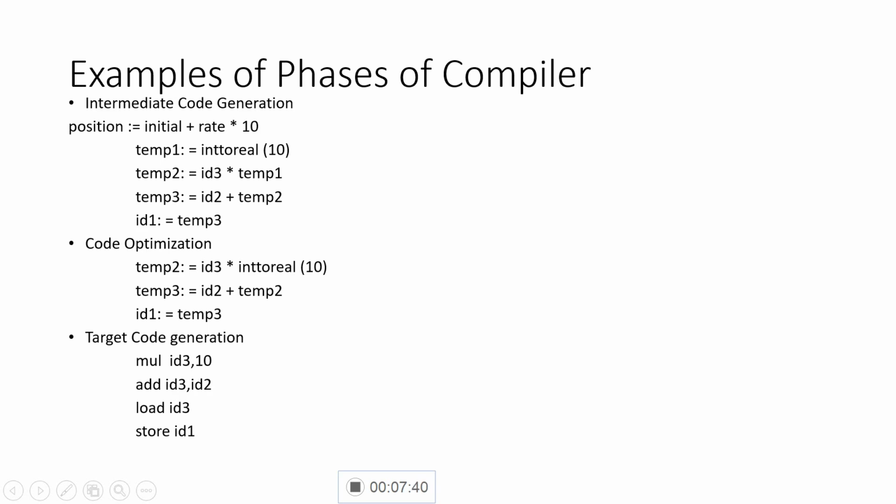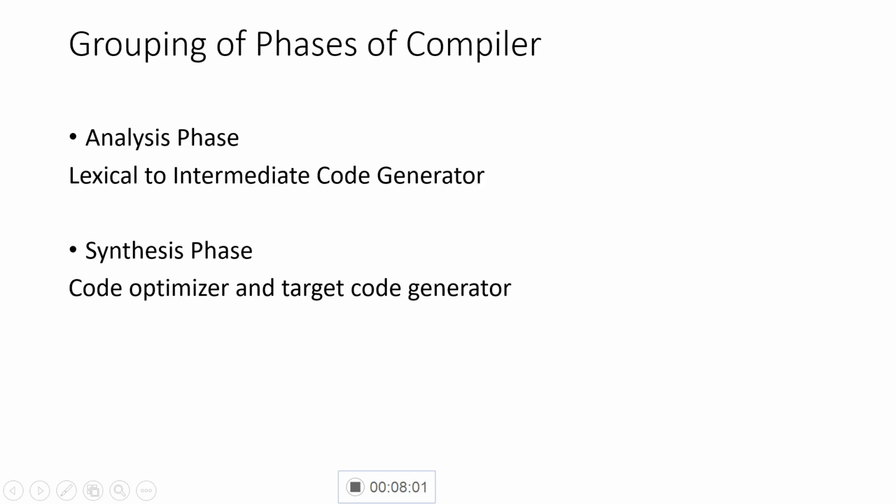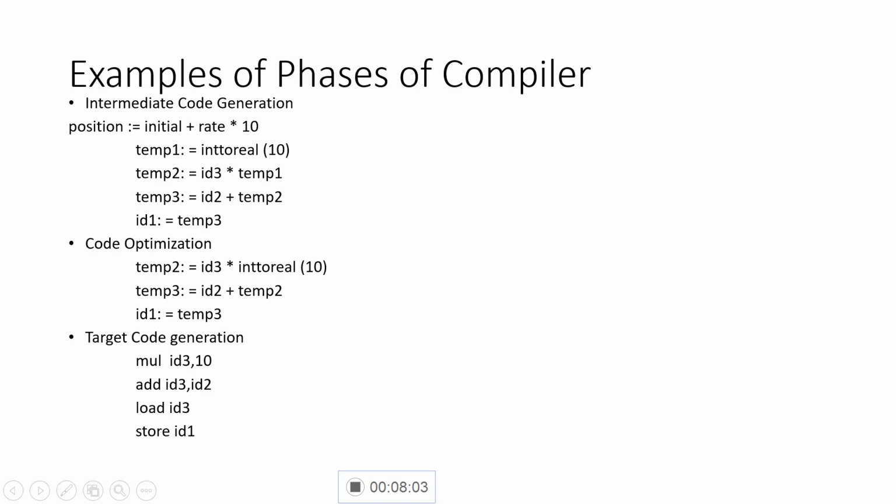So now id2 is our initial value. So this id2 plus temp2, we are going to add it, and we are going to store that in temp3. The final value is temp3, that will be stored under the identifier 1, that is our position. So this is our code optimization. Now the code generation has to generate the assembly code.